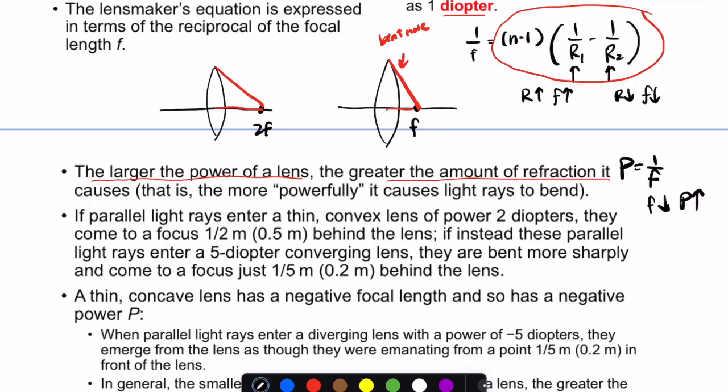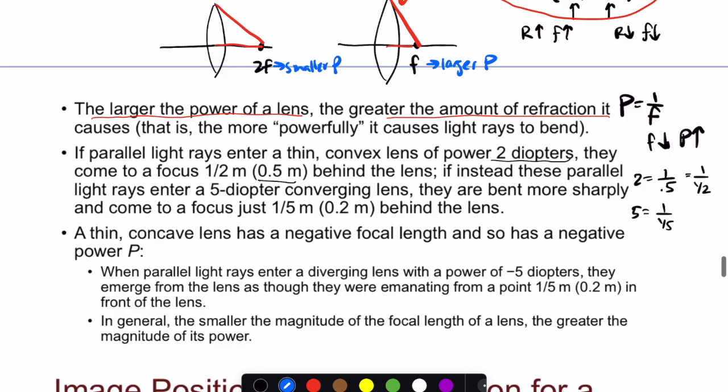If parallel light rays enter a thin convex lens of power 2 diopters, then it comes to a focus at 0.5 meter behind the lens, because 2 equals 1 over 0.5, or 1 over 1/2. You agree with that? That brings the 2 upstairs. And if light rays enter a 5 diopter converging lens, then f is 1/5, which is smaller than 1/2. In other words, 0.2. So the light would converge at 0.2. Larger power, smaller focal length.